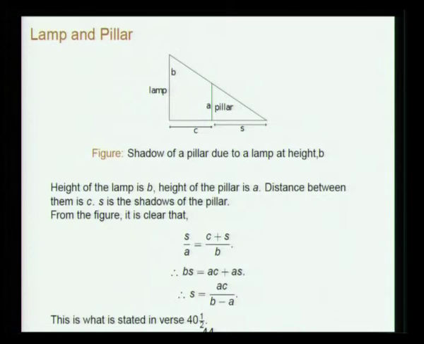So essentially it is giving the old result. If this is the pillar and this is the lamp, and this is the height of the lamp, where pillar means a gnomon, then S by A is equal to C plus S by B. So the shadow S is equal to AC by B minus C. We had discussed this earlier also, so it is essentially the same problem.